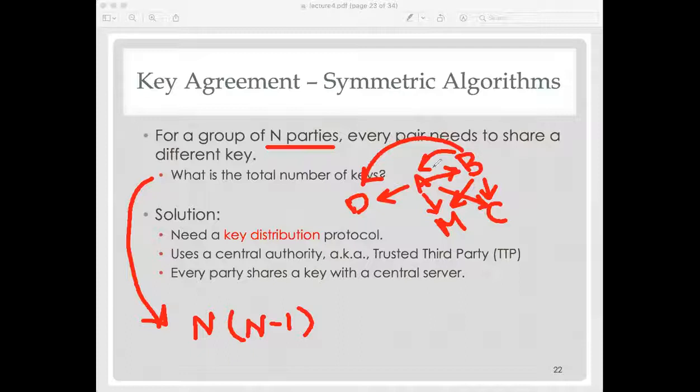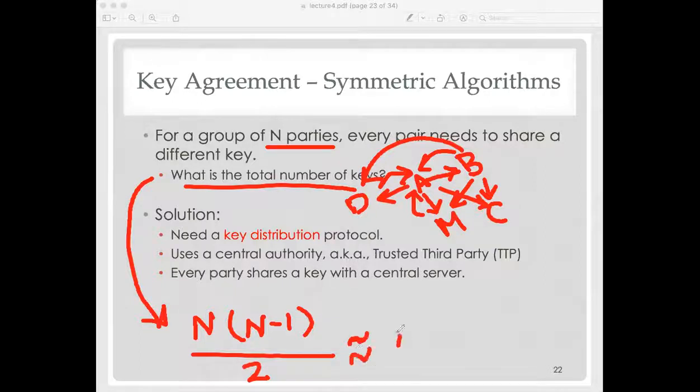One final piece: the key between Alice and Bob is the same. So we counted this twice, and this twice, and this twice. So we divide by 2. The total number of keys in this system is n times n minus 1, divided by 2, which is roughly n squared. It's not exactly, it's actually less than n squared, but it is roughly an approximation of n squared.